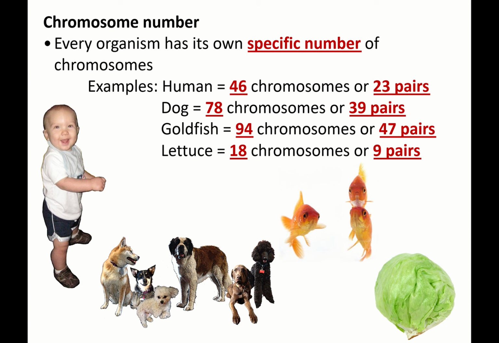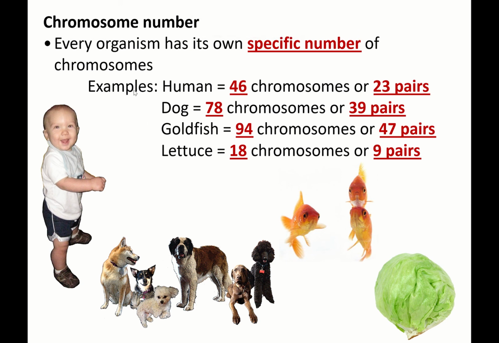So our chromosomes are labeled by 23s. So your chromosome 8, whatever that is, is exactly the same as your other chromosome 8. If one says hair color, the other one says hair color. So while we have 46 chromosomes, we really only have 23 different types. We just have 2 of each. Dogs have 78 chromosomes. Goldfish have 94 chromosomes, and lettuce has 18 chromosomes.